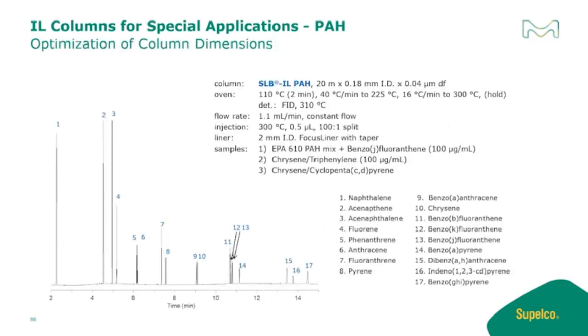Now, when we shift to the SLB-IL PAH, this is a story we could tell. It would be one separate talk, but this is basically what we went in and optimized with the SLB-IL PAH phase, looking at different ionic liquid phases, looking at length of the column, looking at film thickness, looking at carrier gas. So what we're able to do is develop a specially tested column that will resolve all these PAH isomers within about 15 to 20 minutes. Again, baseline resolution of all these components, and I'll show you that on the next slide.